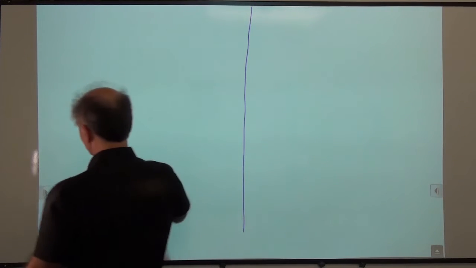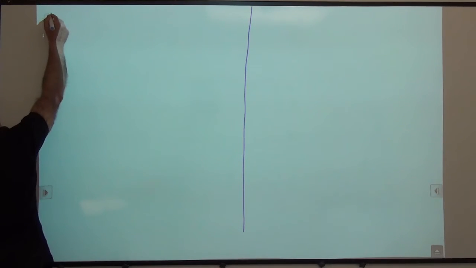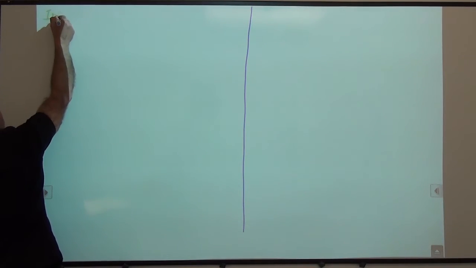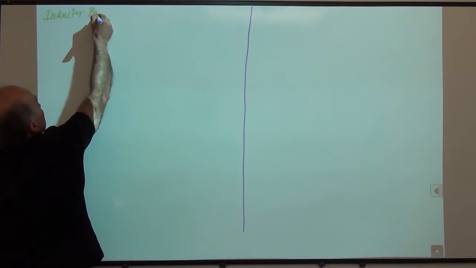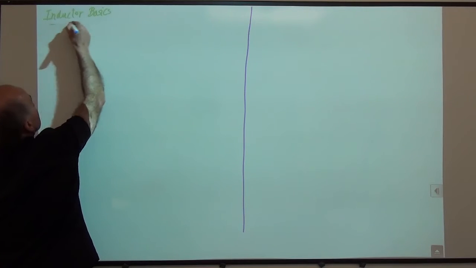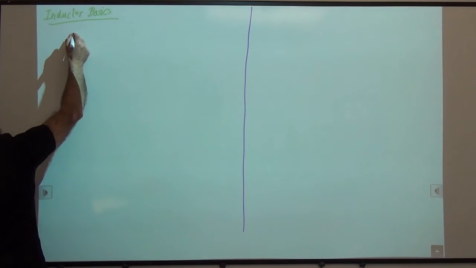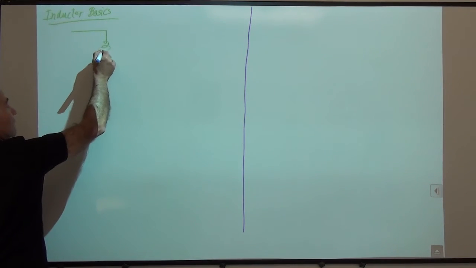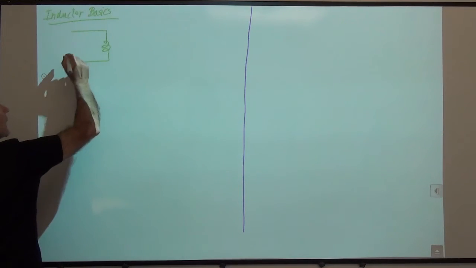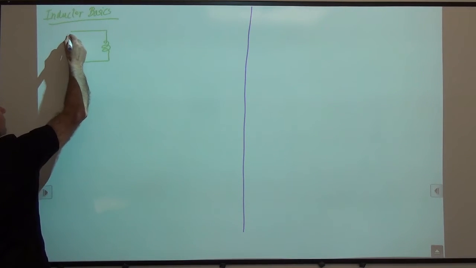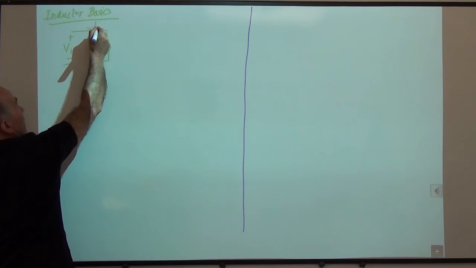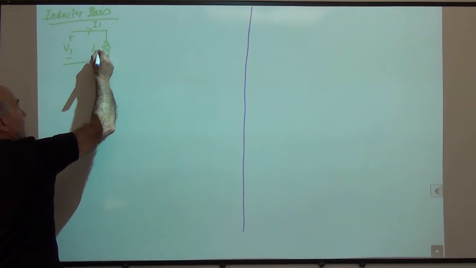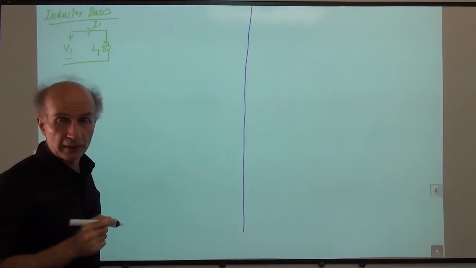All right. So, inductor basics. All right, so the symbol that we have for inductor looks like this. And we have some sort of voltage here, V1, some sort of current here, and this inductor has a certain inductance value L1.